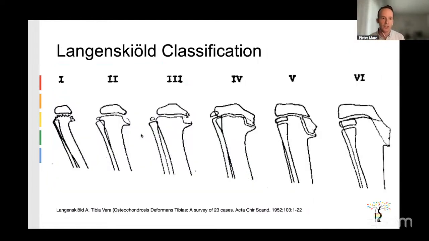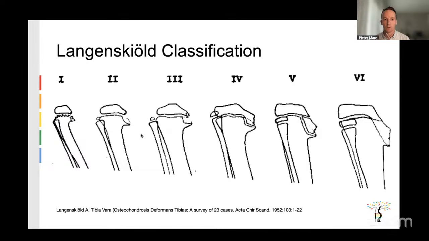X-ray classifications, there are several known. The best known one is that which was described by Langenskiöld originally in 1952. Incidentally, he didn't intend it as a classification system, but rather as a description of the progressive radiographic changes that the child with Blount's disease undergoes with time. However, it's been used as a classification system, and also it's been used in an attempt to predict recurrence risk.